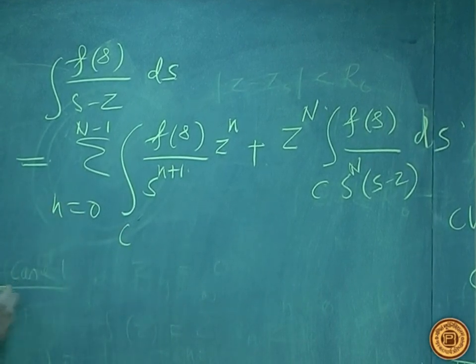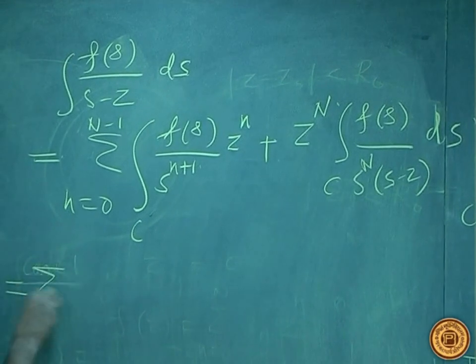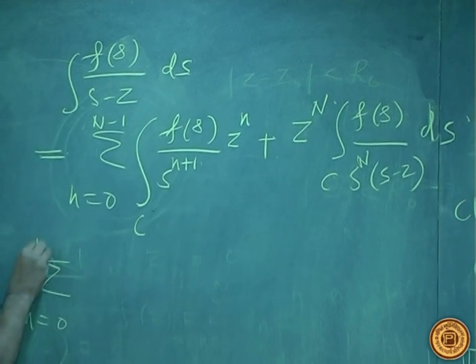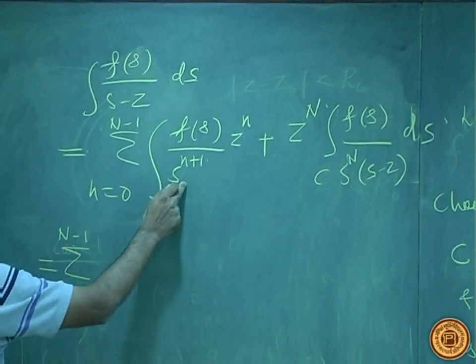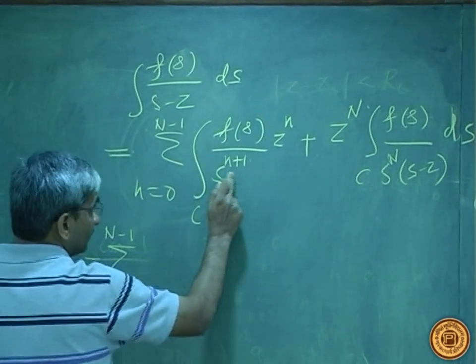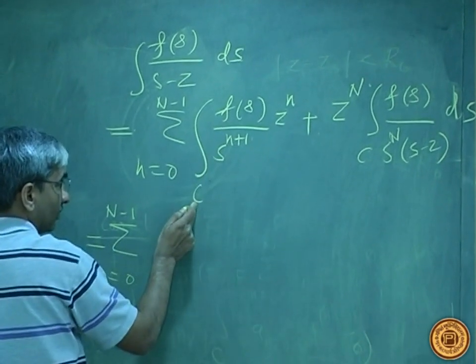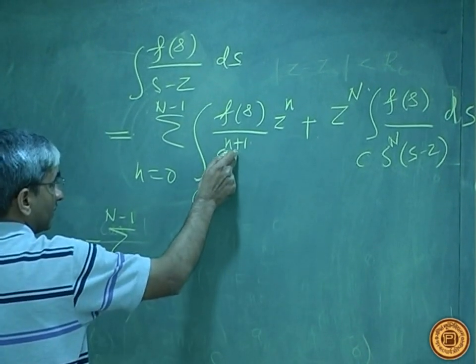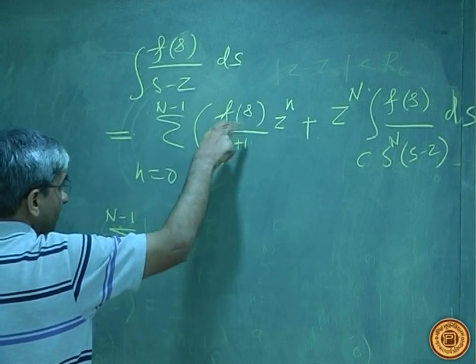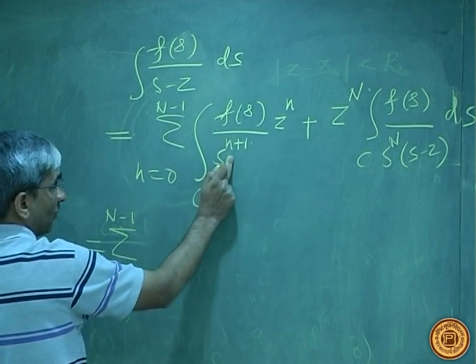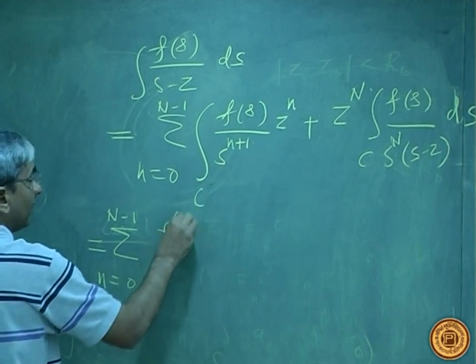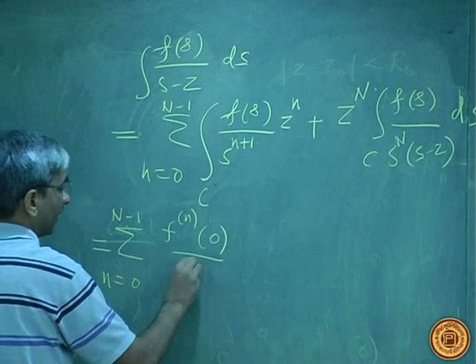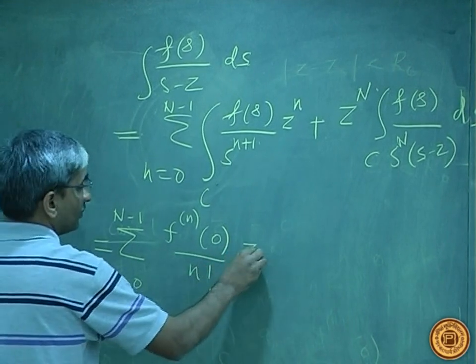so this is equal to now summation n from 0 to n minus 1 integral f(s) upon s raised to n. Remember now this is Cauchy integral formula because 0 is inside this. So this is nothing but nth derivative at 0 because this is power n plus 1. So this is nth derivative of f at 0 upon factorial n, z to the power n.